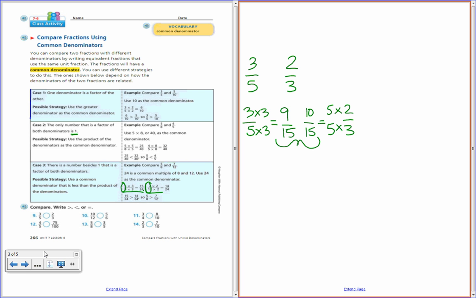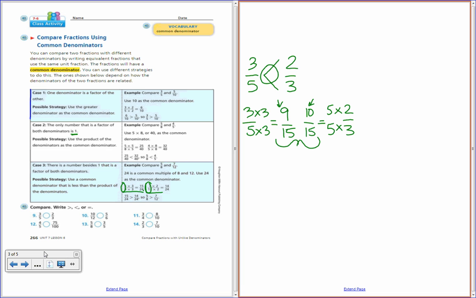Now I'm able to compare these two because I have the same denominator. They're the same size. It's apples and apples now. You're not comparing two different things. So I can see that 9/15 is less than 10/15 because the 9 is smaller than the 10.